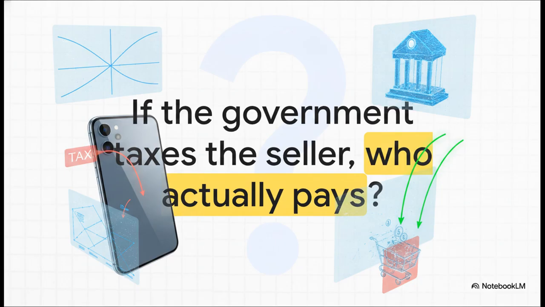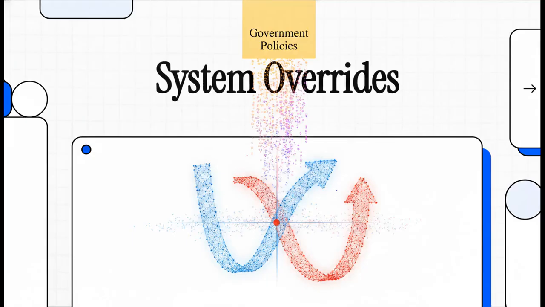Welcome. Today we're doing a complete economic diagnostic to see who really pays the price for government interventions. Welcome to this explainer on system overrides, supply, demand, and government policies. I am thrilled you're here. We are going to look really closely at exactly what happens when government policies intervene in natural market forces.